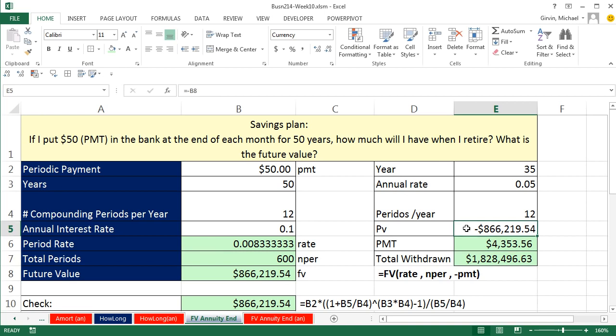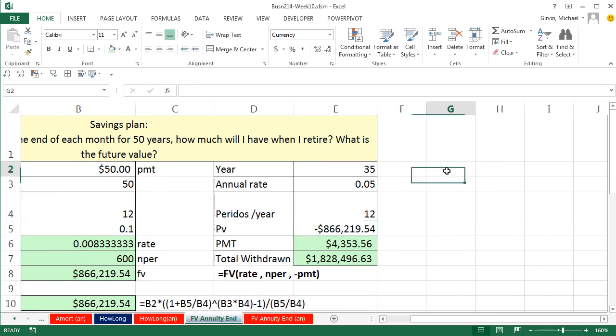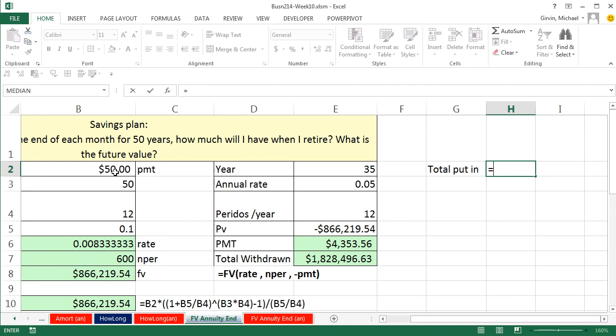So even when you retire and have $866,000 on the day you retire, just from putting $50 a month away, you're still going to get $4,000 each period, and that's a total of $1.8 million. We could actually do one final calculation. I'm going to scroll over here and say total put in. And that just means how much did I actually put in. Guess what? This is going to be really small. $50 times the 35 years times the 12 months. You've got to be kidding. $30,000. And total withdrawals after all those years, 1.8 million. That's the power of compound interest.